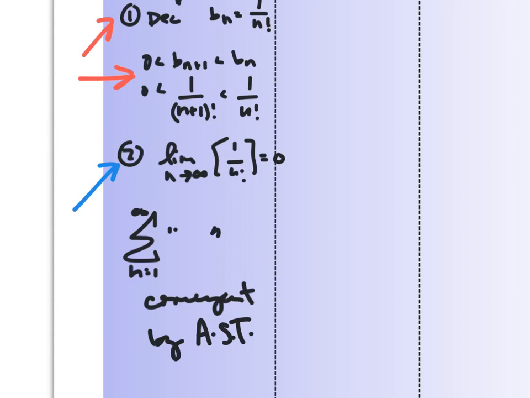But I think that'll be it for today. So that is alternating series test, and of course the estimation of the error.